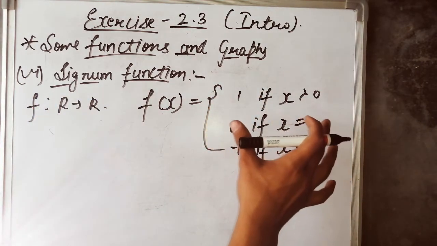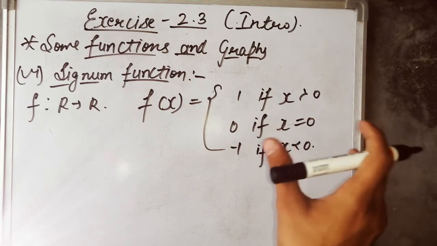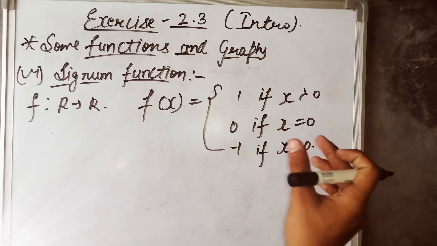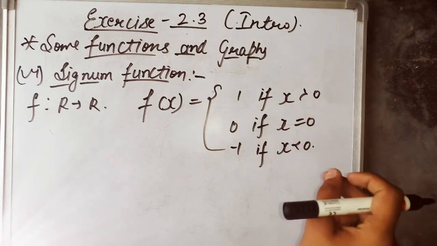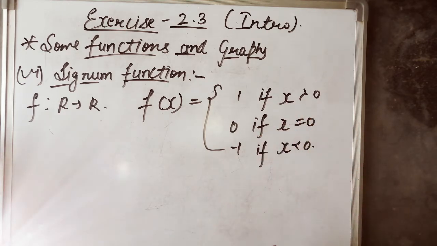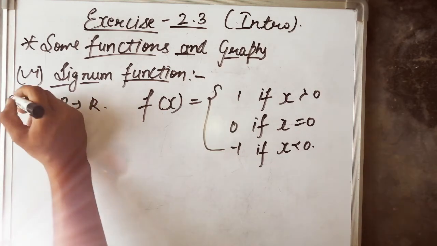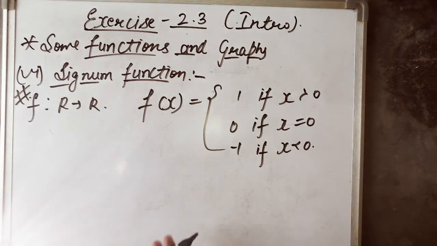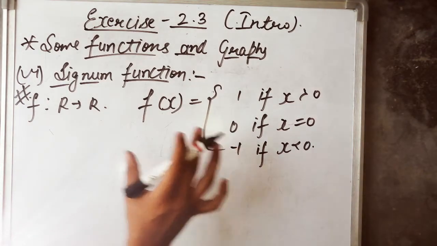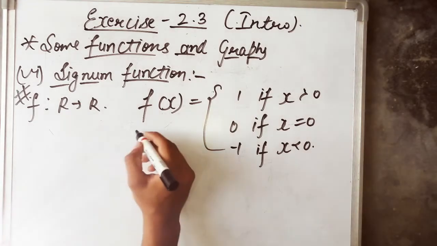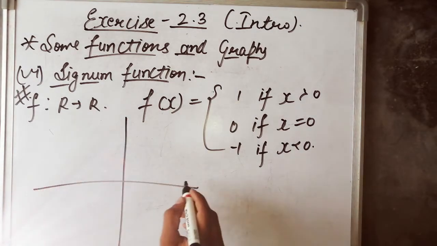One should be the value if the x value is greater than 0, 0 should be the value if x is 0, and minus 1 if the value of x is less than 0. And this is one of the most important functions. This function will not come in your 11th class, but it will definitely come in your 12th class, and apart from that it will come in your NDA exam and other competitive exams like IIT JEE. And the graph of this function is drawn like this.